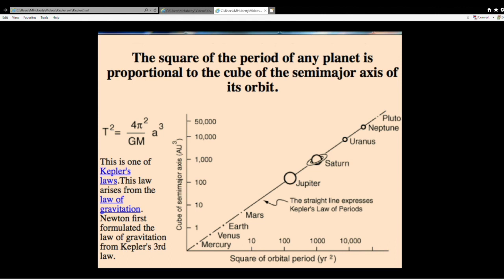Now we're going to go into proving some of this. Again, Kepler did this all by observation. It's called the scientific laws because it's what he noticed. It seemed to always be true. It's not a proof.